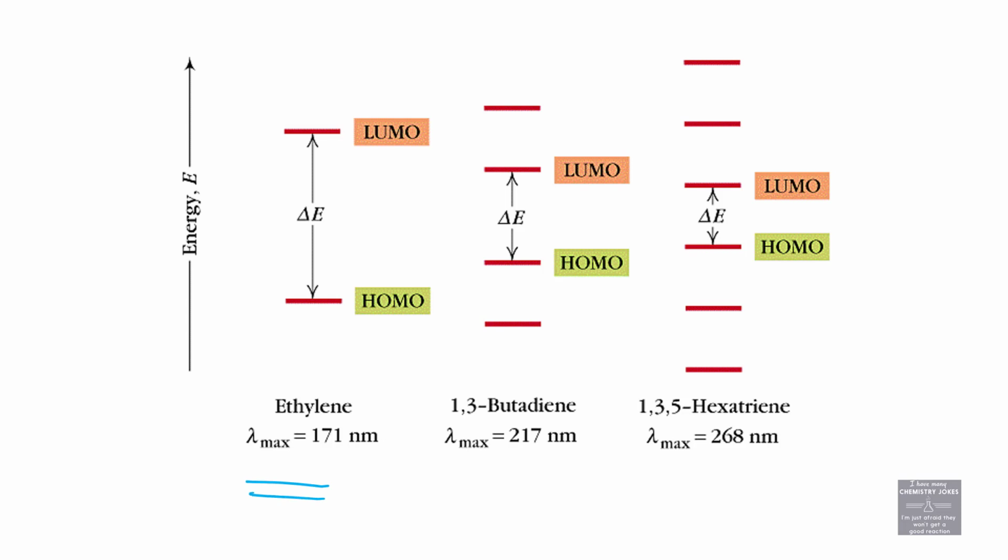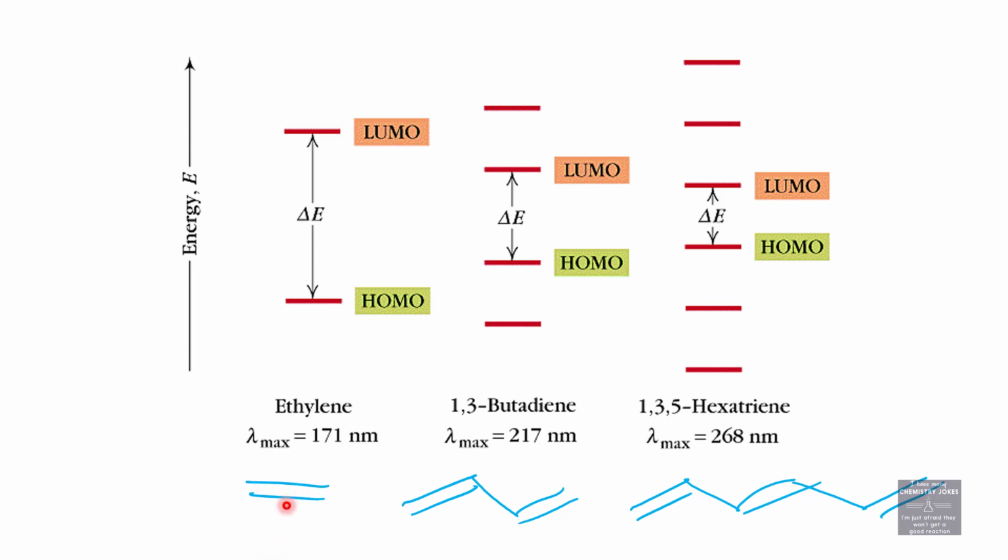Well, ethylene has 1 pi bond. Butadiene has 2 pi bonds. Hexatriene, 3 pi bonds. As you got more pi bonds, the energy gap got smaller, and the lambda max, that's what this is down here, the lambda max got bigger. Remember, energy and wavelength are inversely proportional? Oh, let's throw it way back.